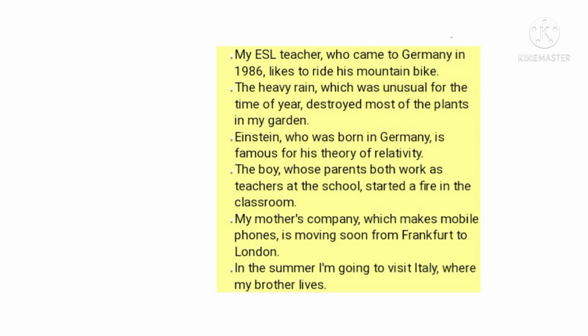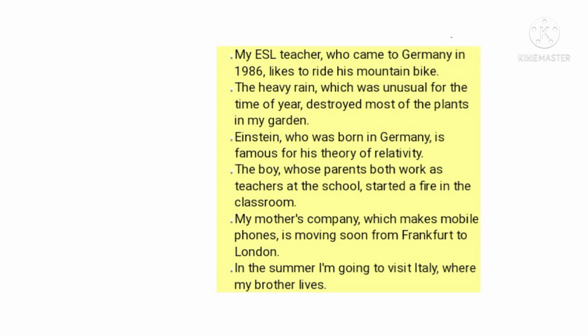The heavy rain, which was unusual for the time of year, destroyed most of the plants in my garden. So, in this sentence, can you tell which is the relative clause? Yes, the relative clause is which was unusual for the time of year. And this relative clause is separated by commas because it gives extra information about the noun. The heavy rain is the noun, and the next part is the relative clause, and it gives extra information about the heavy rain, the noun.